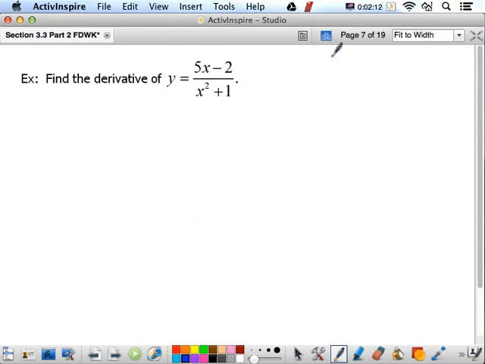For our first example, we want to find the derivative of y equals the quotient 5x minus 2 all over x squared plus 1. So basically, this is how you find derivatives of rational functions. In order to take this derivative, the first thing you have to do is identify the top function and the bottom function.